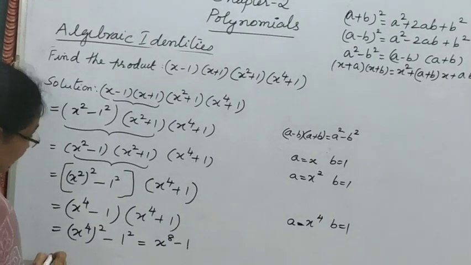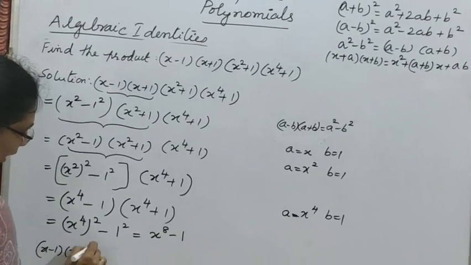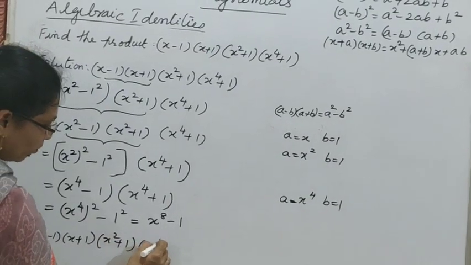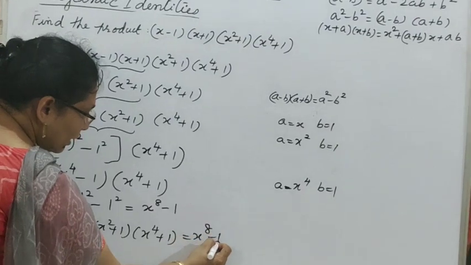So, what is the answer here? The question: x minus 1 into x plus 1 into x square plus 1 into x raised to 4 plus 1 equal to x raised to 8 minus 1.